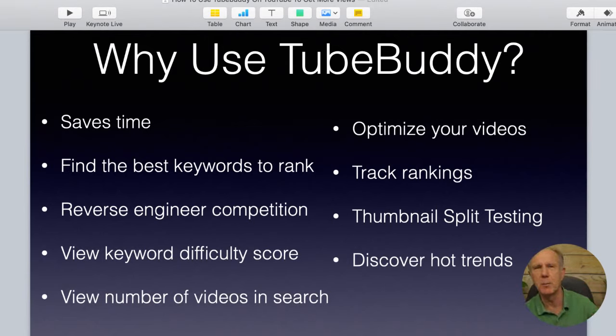Now, just keep in mind, you're not going to get all of these features in the free version, but most of them are in the pro version, and something like the thumbnail split tester is in the legend version. But most you can do with the pro version. But you can also discover hot trends in your niche. So you can quickly find a hot trend that's in your industry, hop on it, create a video about it and get a ton of views.